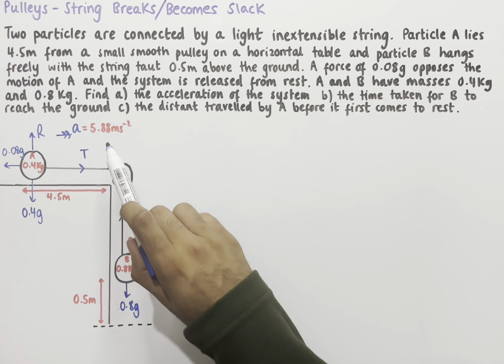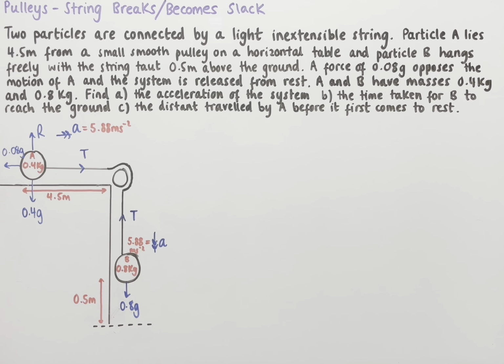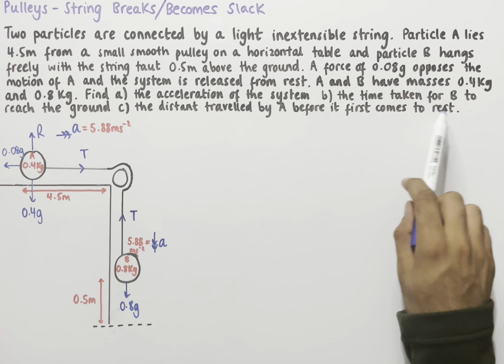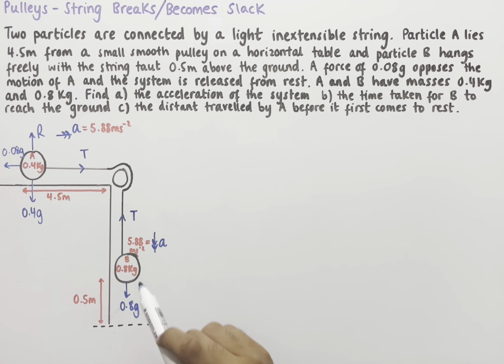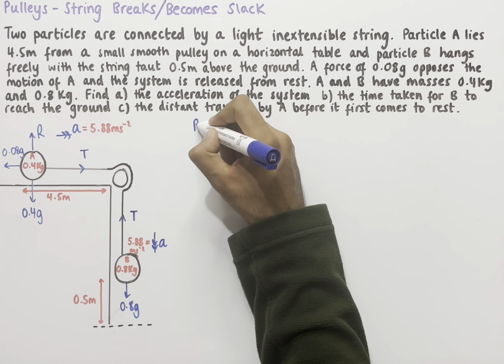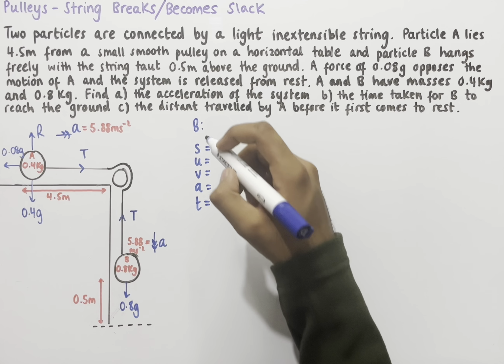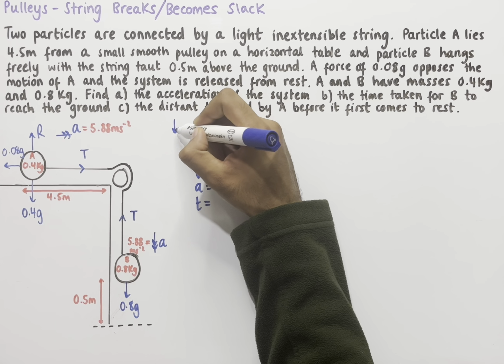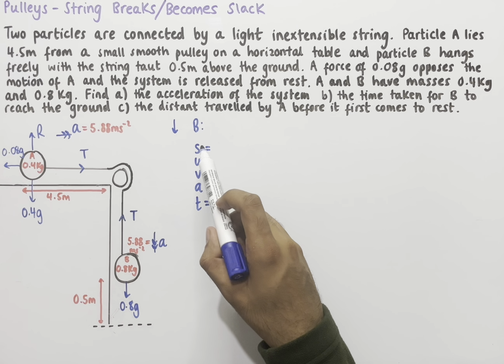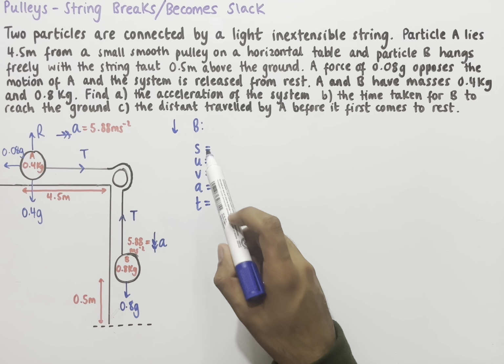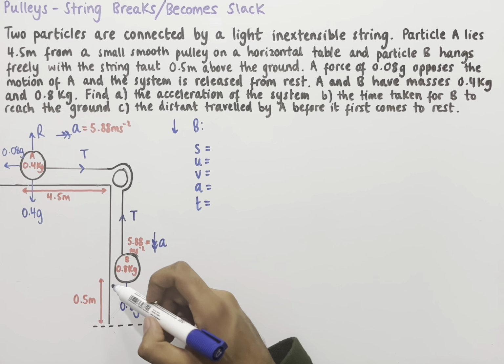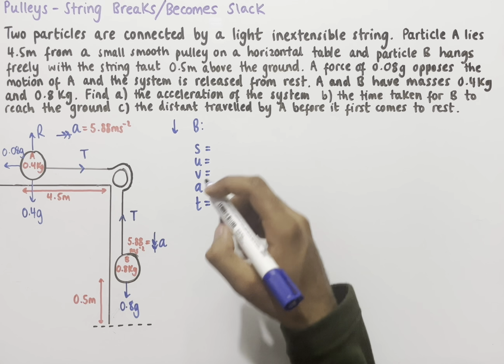And so we've added the value of the acceleration onto our diagram. Now part B says to find the time taken for B to reach the ground. And the way we're going to work this out is using SUVAT. So if we look at particle B and we consider SUVAT, since the motion of particle B is downwards, we'll take everything going down to be positive. And so we know that the displacement of particle B from when the system is released to when it reaches the ground is equal to the distance here, which is 0.5.